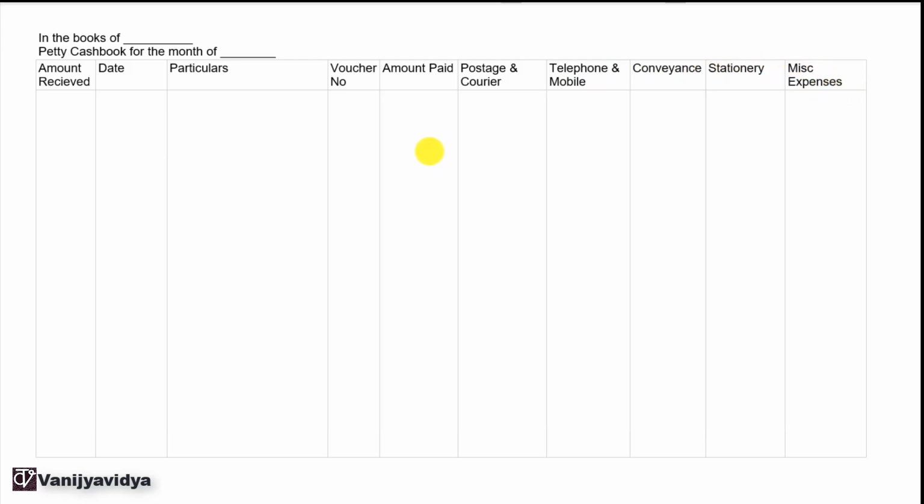Petty cash is used to pay small amount of expenses. Now these expenses need to be grouped into various categories depending on the nature of expenses. Now here we have grouped it as postage and courier, telephone and mobile, conveyance, stationery, miscellaneous expenses. There may be other categories also like traveling, outstation. So depending on the nature of expenses, these are grouped in the petty cash book.